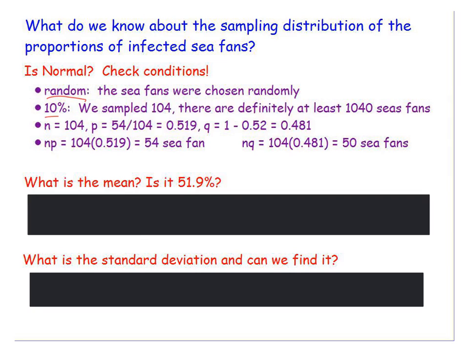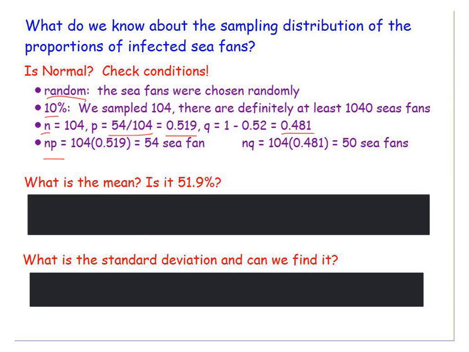Then the next thing we have to check is the NP and NQ condition. So N was 104. To figure out P, we see out of the 104 that we sampled, 54 had the disease. So 54 out of 104 leaves us with 0.519. So there's our P. Our Q is simply taking 1 minus that answer, and so P is 0.519 and Q is 0.481. So now that we have our P and our Q, we can calculate our NP and our NQ.